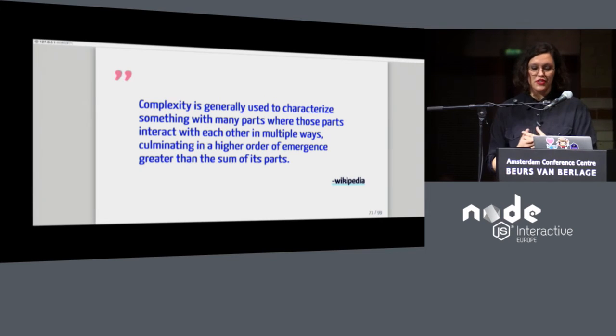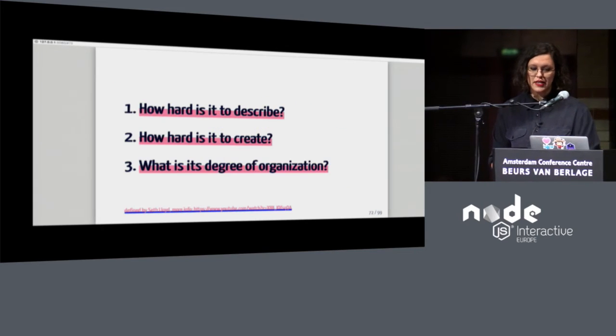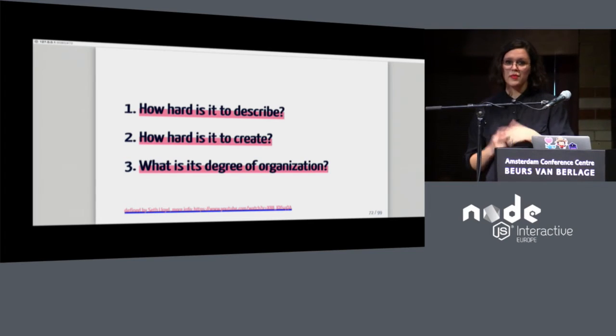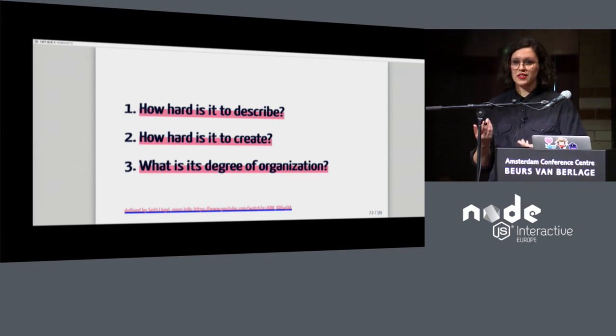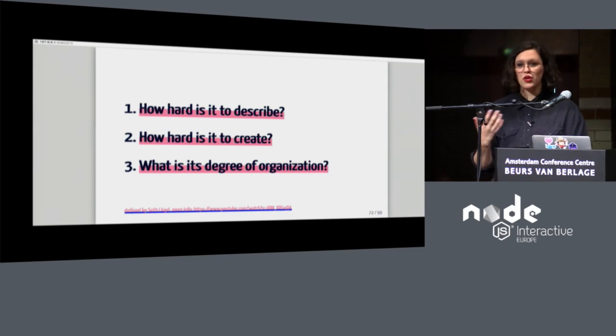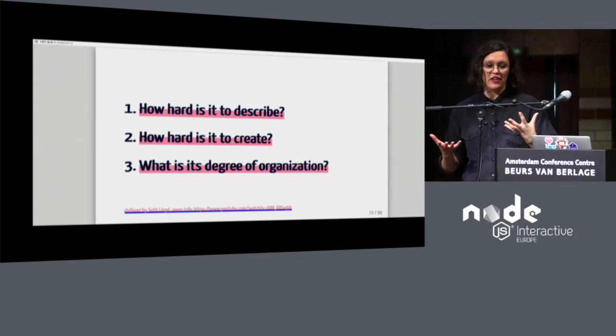So another person came up with a couple of questions, and he does really awesome videos about complexity and model thinking. He's put together three different questions that we could answer to try to define whether something is complex. How hard is it to describe the particular system? How hard is it to create? And what is the degree of organization? I guess that still helps us out with identifying what is complex and what's not complex, but it's also not a very standard answer.